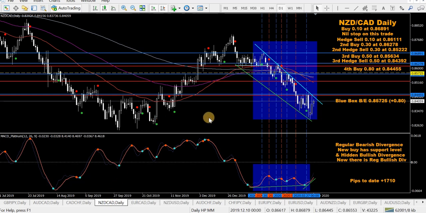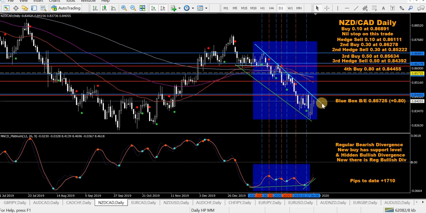Here's talk about ugly pairs, NZ CAD. Now, all this action is in these blue boxes, and look at the MACD Platinum, all below the zero level. And you can read my notes. 4th buy was the last trade I took, so I took a buy, hedge sell, 2nd buy, 2nd hedge sell, 3rd buy, 3rd hedge sell, 4th buy on here. Now, it went against me. It's still a valid signal.